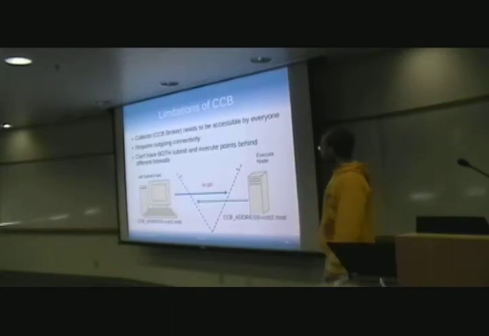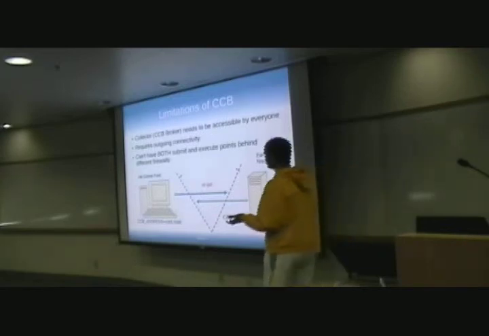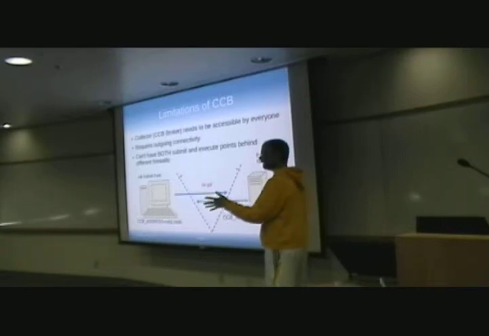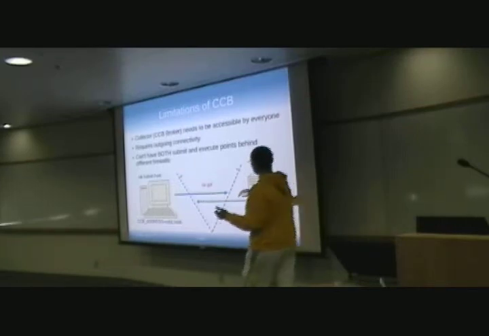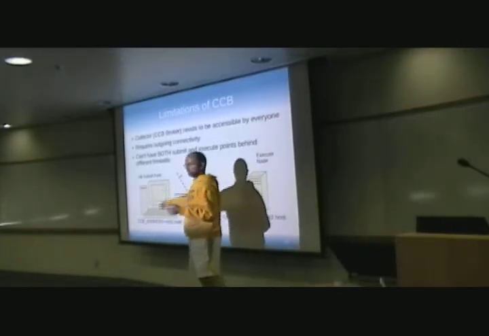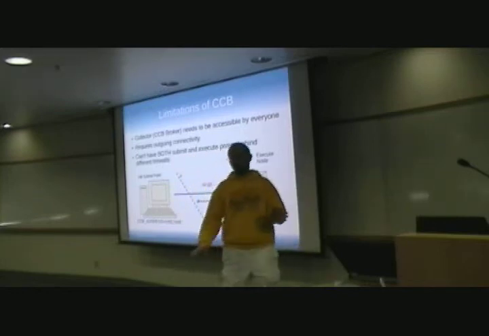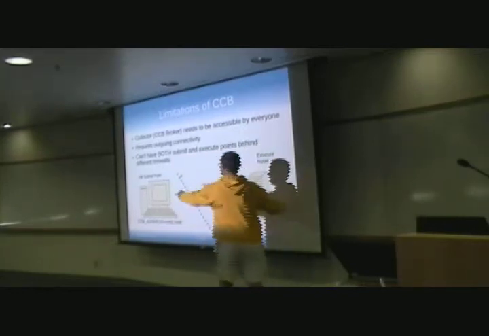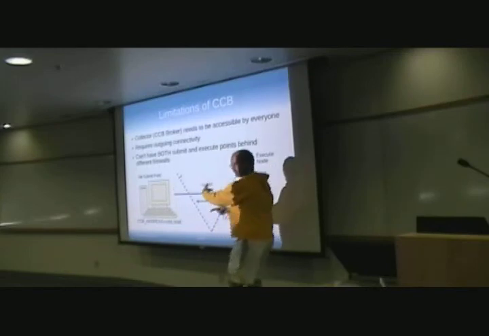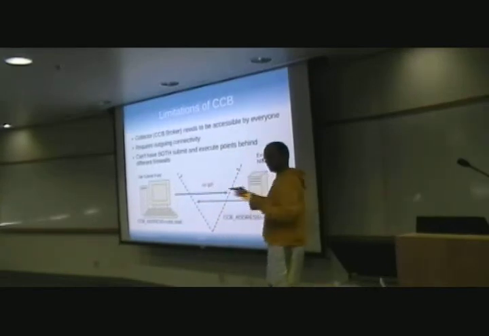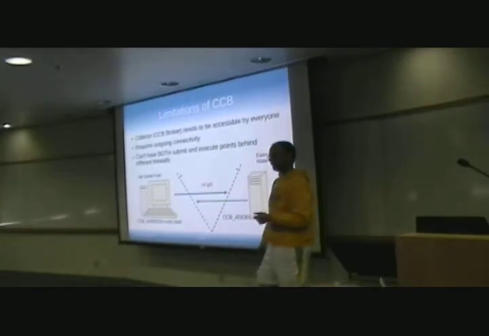And what are the limitations of CCB? Well, CCB must be accessible by everybody. And by the way, the collector itself acts as a CCB. And it requires outgoing connectivity. And you cannot have both sides behind the firewall. So if both the execute machine and the submit machine are behind the firewall, it will never work. Because you cannot really call back, revert the connection, because you need one-way incoming connectivity, or it will not work.